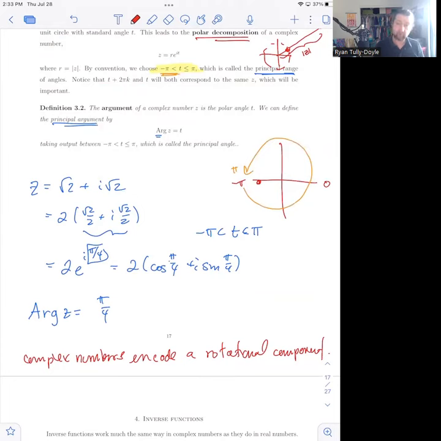All right, so I'm going to stop this particular video. In the next one, we're going to talk about how we can use these ideas, the argument and the polar decomposition, to recover what the inverse of a complex function looks like, including the most important inverse, which is the logarithm, which is the inverse of the complex exponential. All right, so I'll see you next time.